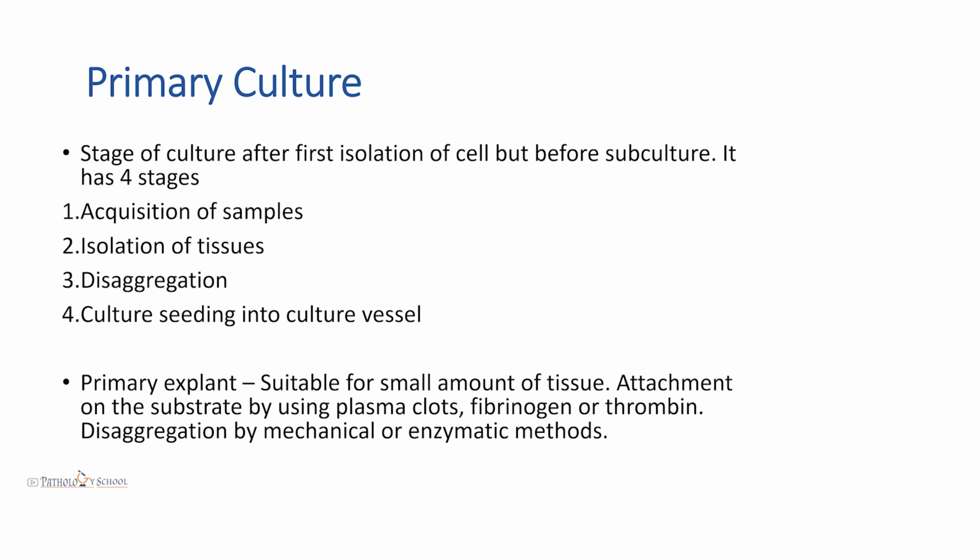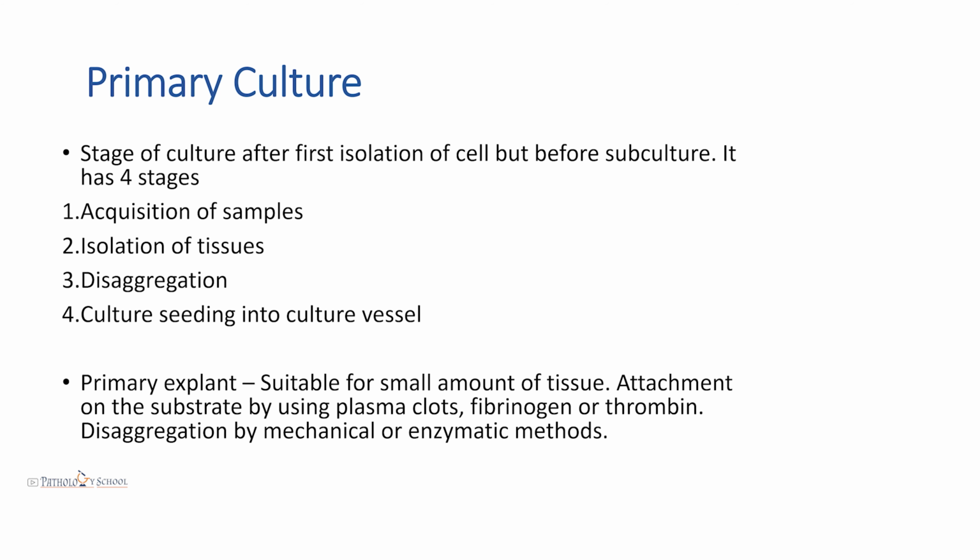Now primary culture. It is the first isolation of the cell from the tissue before we use it for culture. It has 4 stages: acquisition of the sample, isolation of the tissues, disaggregation of the cells from the tissue, and culture or seeding of the cells into the vessel. Primary explant is the suitable small amount of tissue which is used for attachment with the substrate. In the primary explant, the cells and the substrate interact with each other.